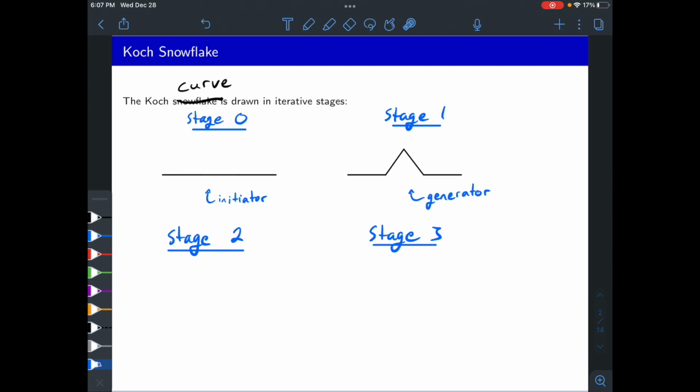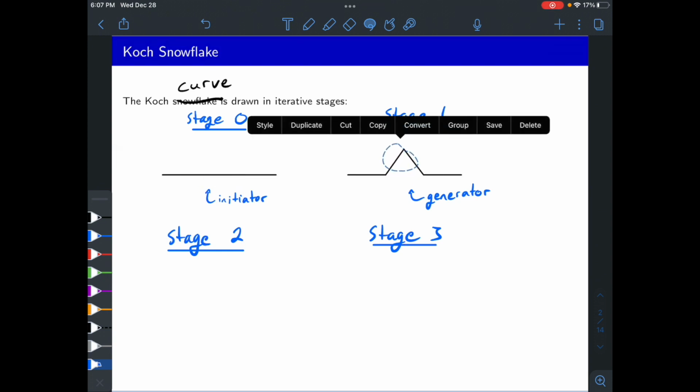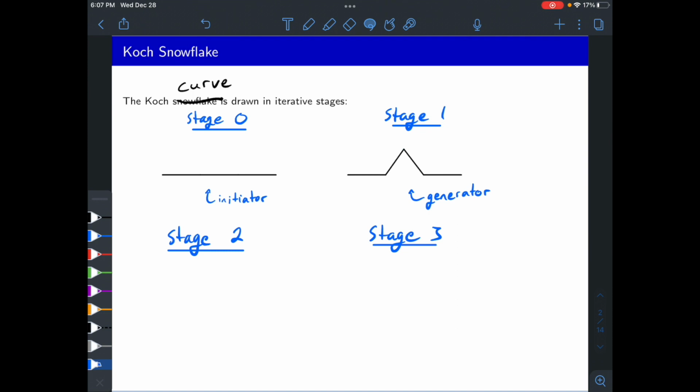And then after we start with that line segment, we replace that line segment with this picture. We think of the line segment as broken into 3 little line segments, and then we get rid of the middle one and replace it with the top half of this triangle up here. So that's what we do to go from stage 0 to stage 1.